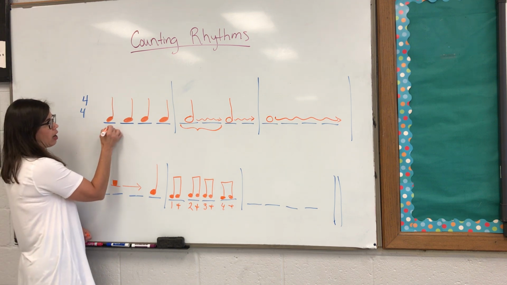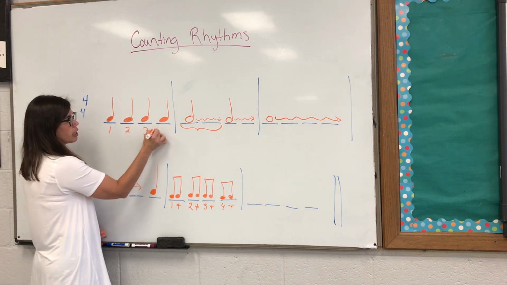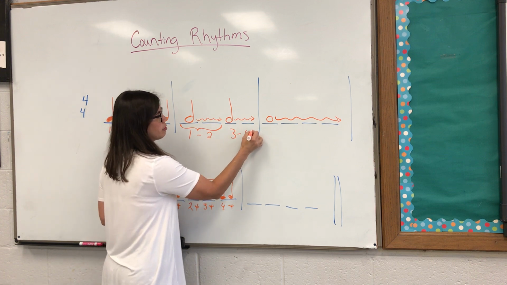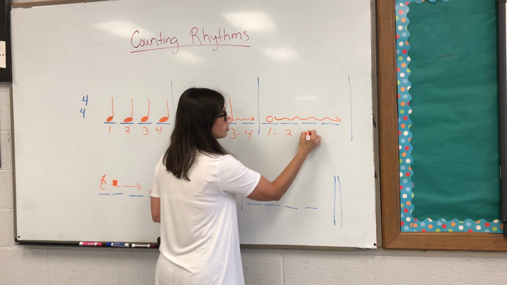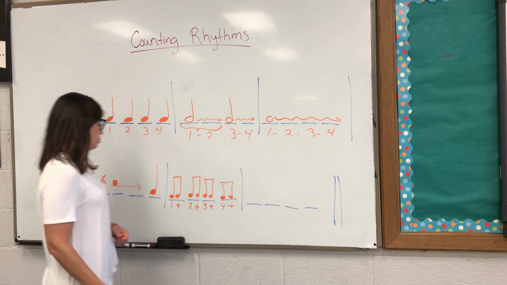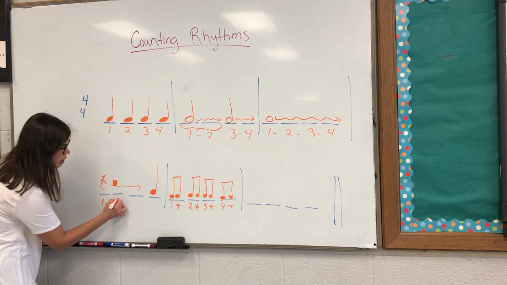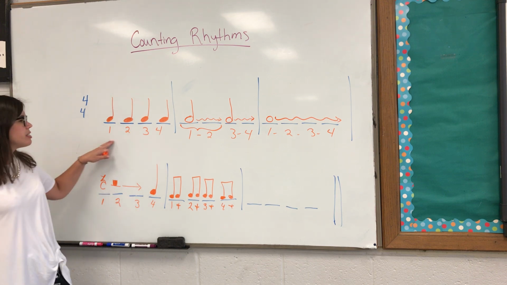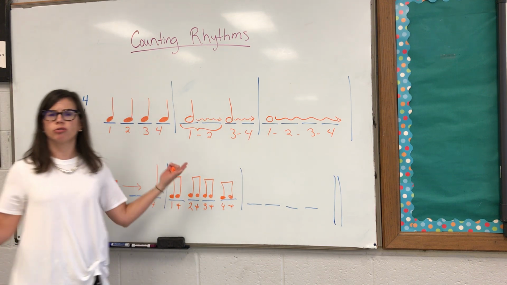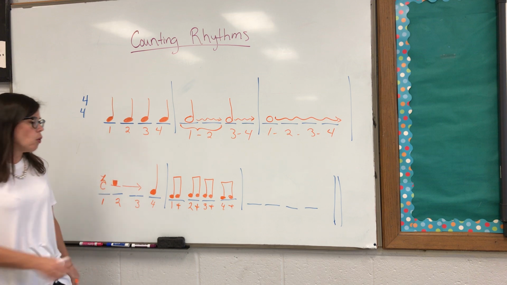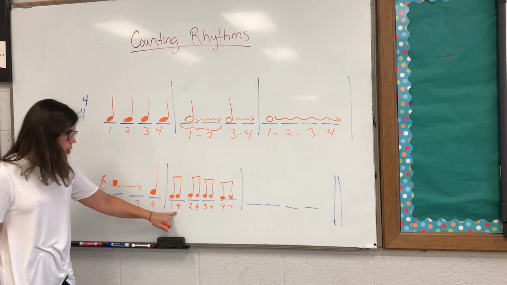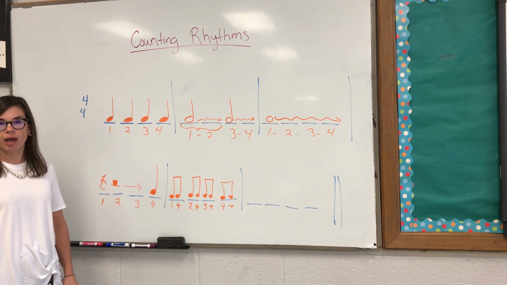Here, I'm just going to count 1, 2, 3, 4. 1, 2, 3, 4. Here it would also be 1, 2, 3, 4. Notice that all I'm doing is counting 1, 2, 3, 4. That's it. When I get to eighth notes, when I have more than one note on a beat, that's where I've got to add the "and" in, okay?